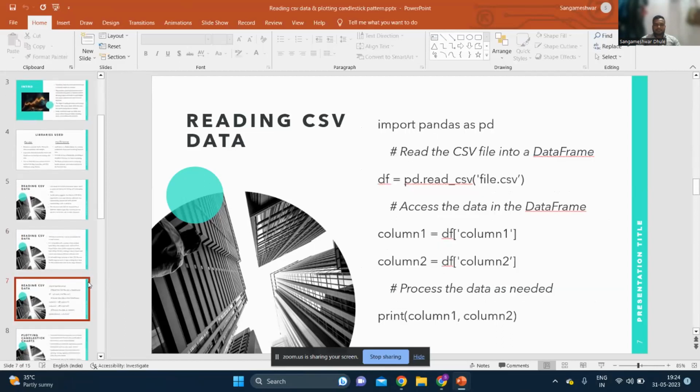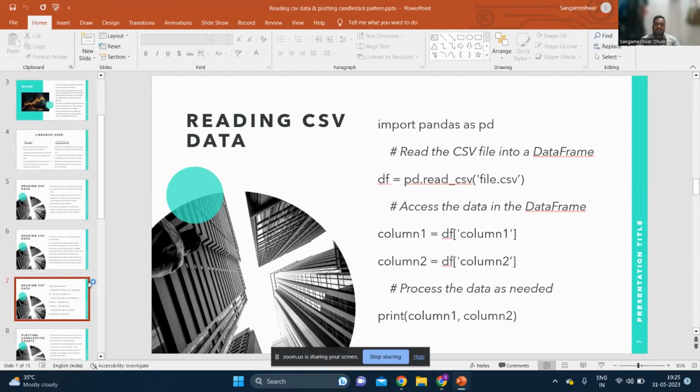Okay, so here is the code I inserted. First of all, we have to import the pandas library and give it the alias pd. Then pd.read_csv, where file.csv is the file name we are going to insert there, and we are storing our data in df, that is, a data frame, as we can see here.